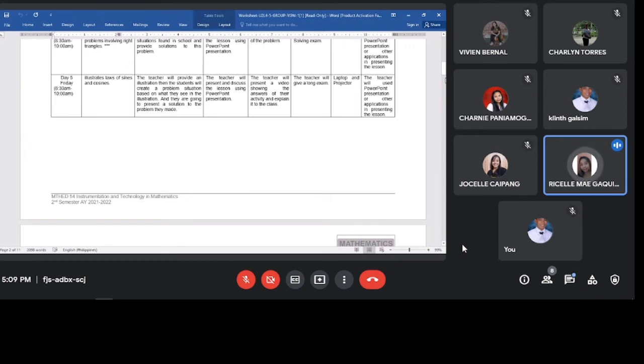In ICT integration, for the hardware, the teacher will use a laptop and projector. And for the software, the teacher will use a PowerPoint presentation or other applications in presenting the lesson.